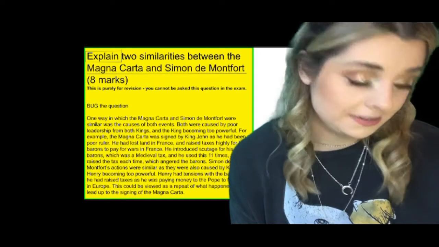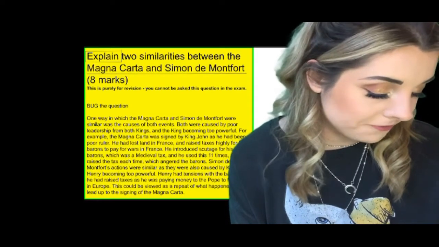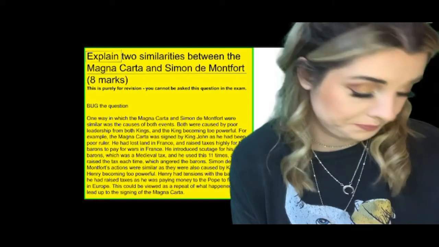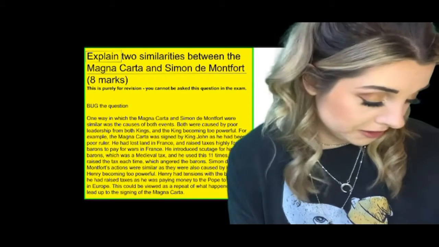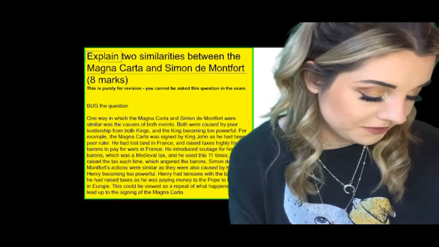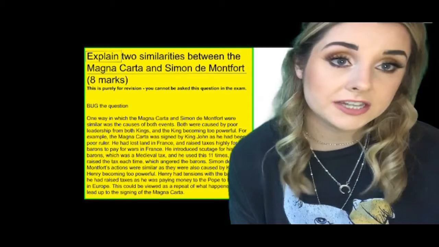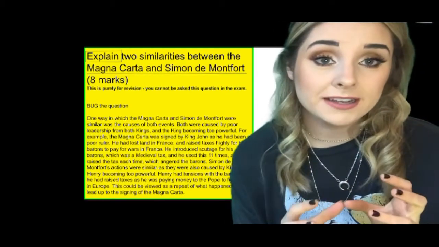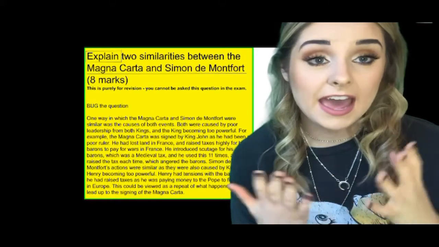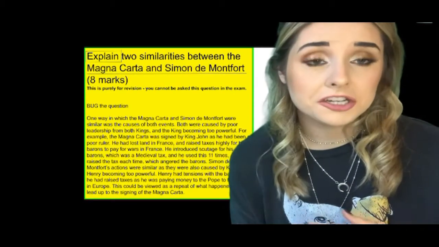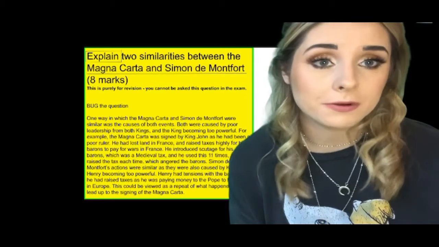He had lost land in France and raised taxes highly for his barons to pay for wars in France. Again, I've given a little bit more detail. He introduced scutage for his barons, which was a medieval tax, and he used this 11 times and raised the tax each time, which angered the barons. So there is my first point about the Magna Carta. I've given a full explanation about why the king became too powerful, right?